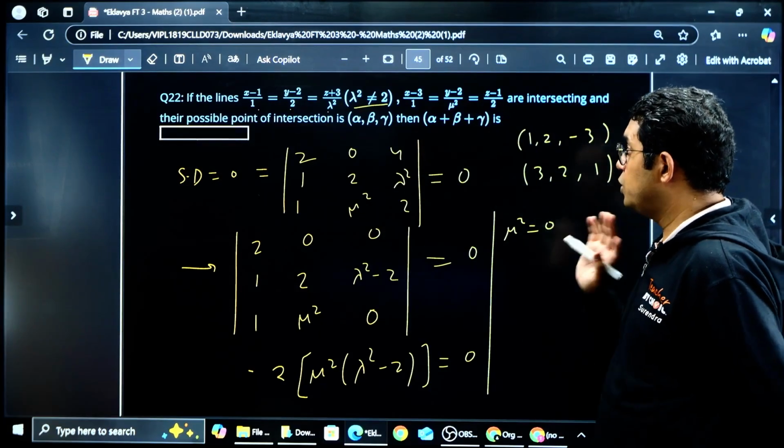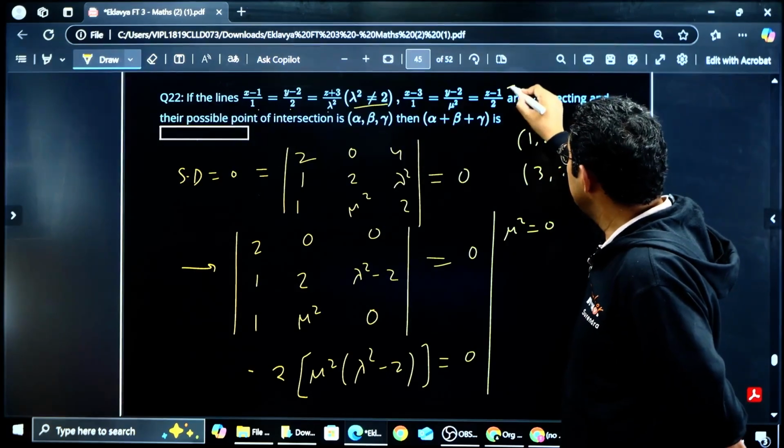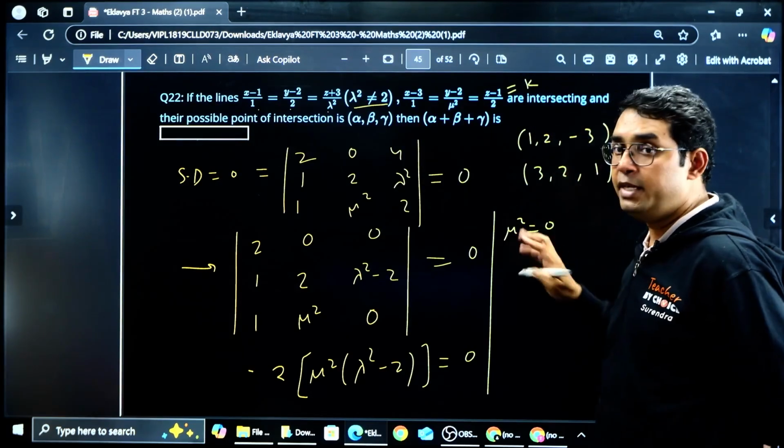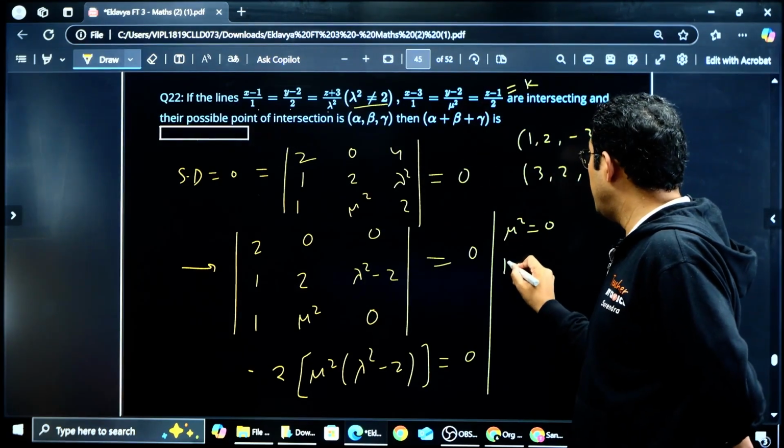Now if mu square is equal to 0, I will take a point on this, equating this is equal to, let us say, k. Any point lying on this line would be k plus 3.